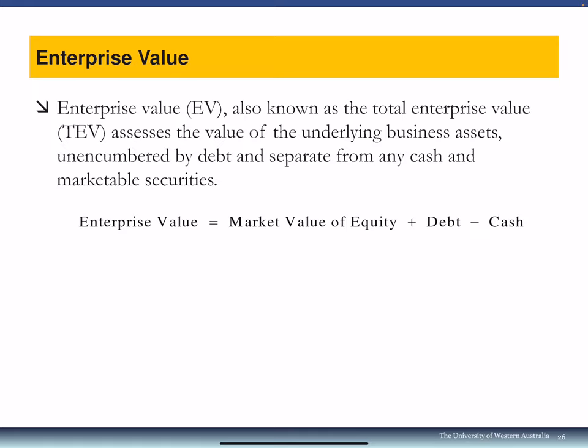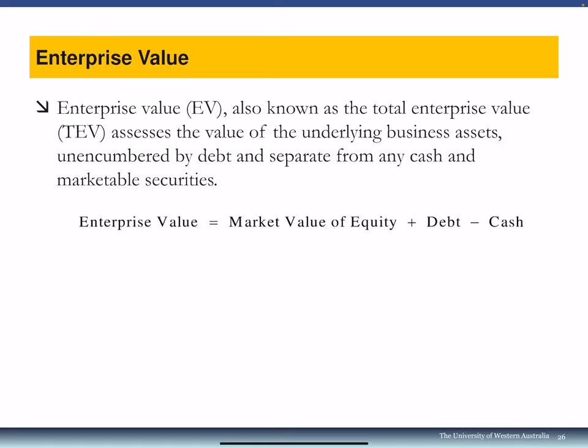And here's another common ratio that you can estimate from the balance sheet again: enterprise value. Remember, this one has an orange heading, which means you will come back to it in this unit in future weeks. Different textbooks have different definitions for what should be included in this formula. Enterprise value here is known as total enterprise value, TEV. It assesses the value of the underlying business assets, plus the debt, and gets rid of the cash part. But different textbooks could not agree about what goes into the last part. Could be cash, could also be excluding marketable securities.